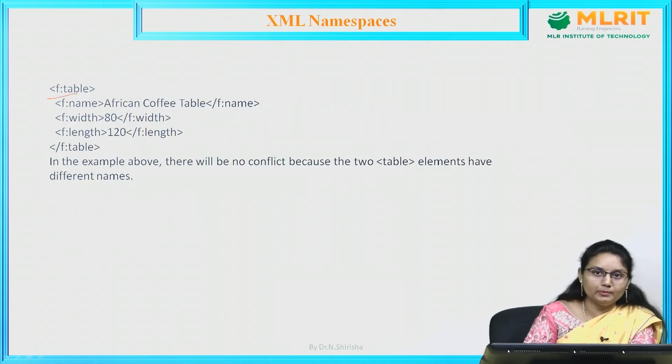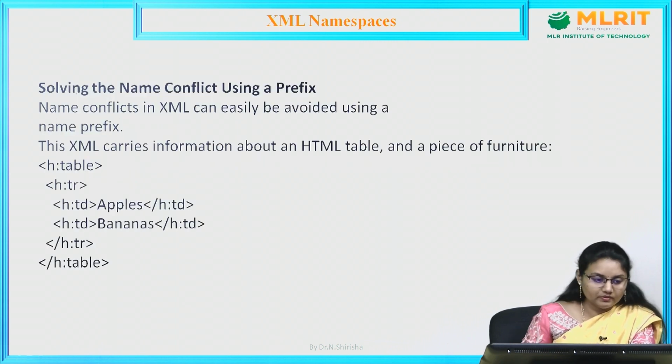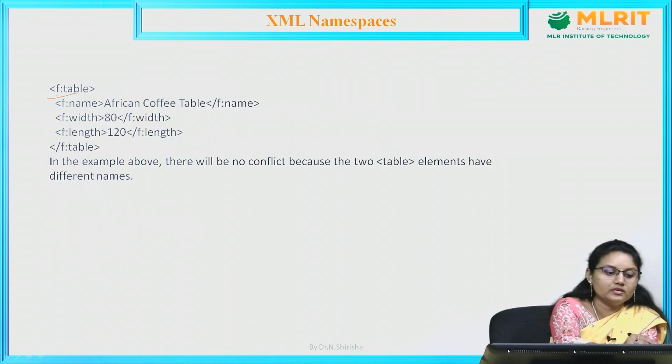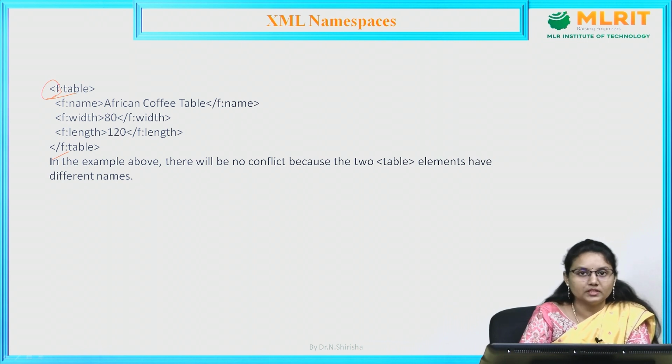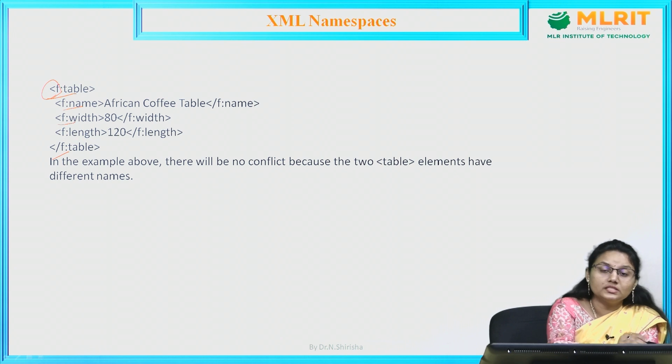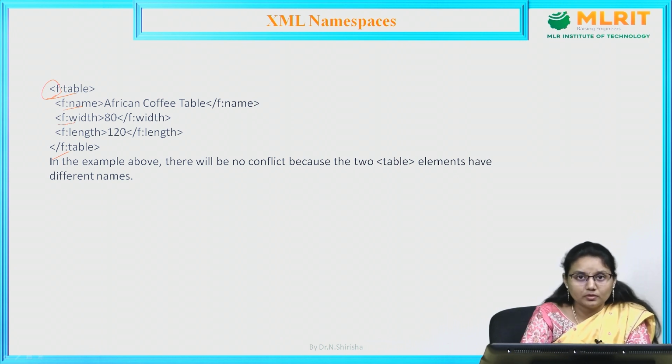Here also, if I am giving H, again it will raise an ambiguity. So to avoid that, we are giving the prefix. When you are giving prefix H here, other than H, you can use another prefix. Suppose we are giving F as a prefix for the next table, it is a furniture. So F colon name, F colon. This prefix has to be separated from the tag name with a colon.